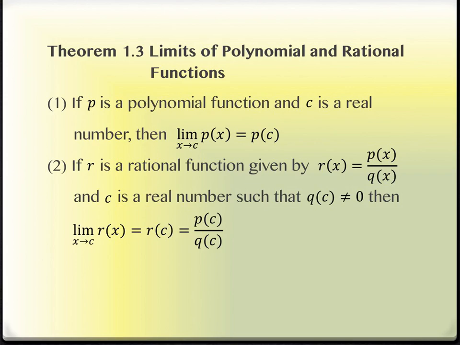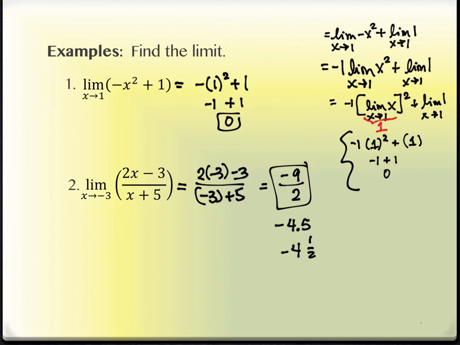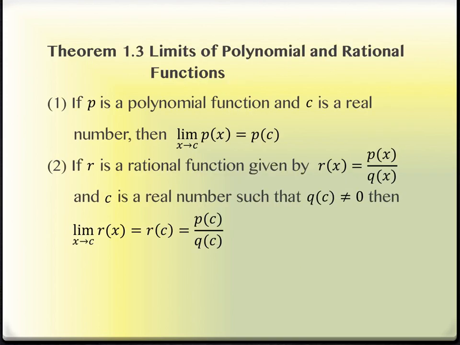And it works for rational functions. That's the example 2 that I had, right? It's actually in rational form. It's got a quotient, so we've got the numerator and the denominator. And it also says I can simply evaluate on the top and I can evaluate on the bottom. And it works just like I would expect it to work.